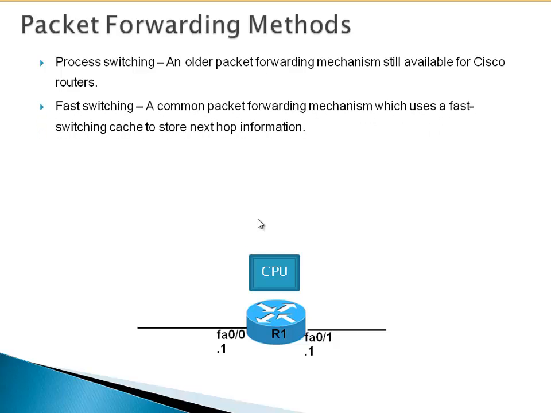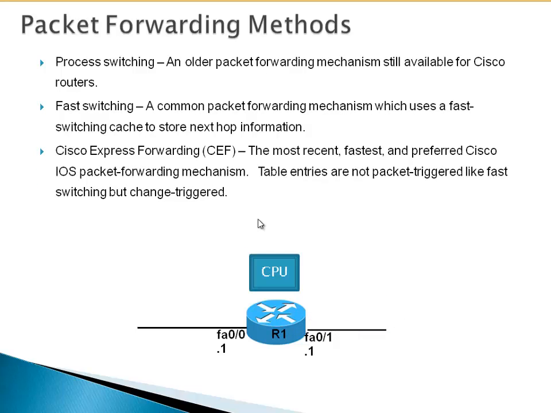The second method is called fast switching, a common packet forwarding mechanism which uses the fast switching cache to store the next hop information. So the first packet behaves like process switching. It goes to the CPU, finds out the exit interface, and goes out of the exit interface. But it will keep that information in memory, so the next packets in the flow don't bother the CPU anymore because the exit interface is in memory.